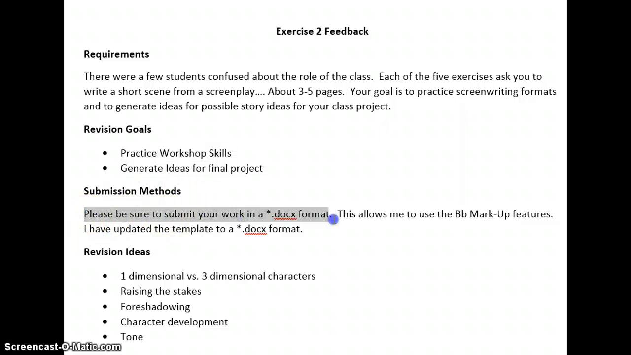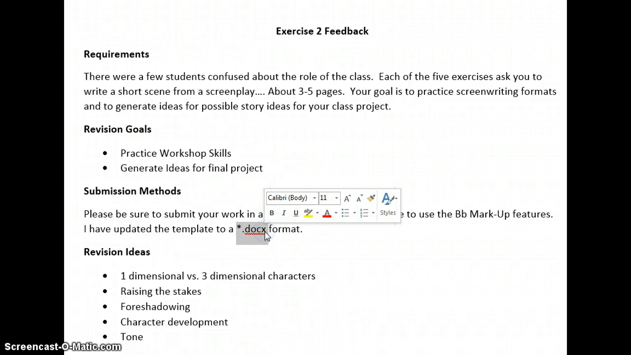Please follow the submission formats. The template is now saved in a docx format, Microsoft Word. It makes it easier for me to provide comments. Let me go a little bit about how to share feedback in a workshop.